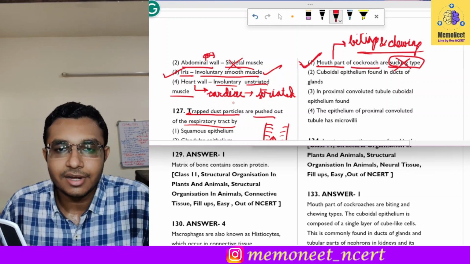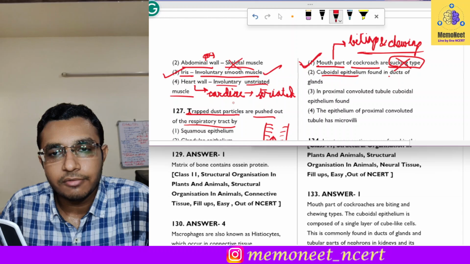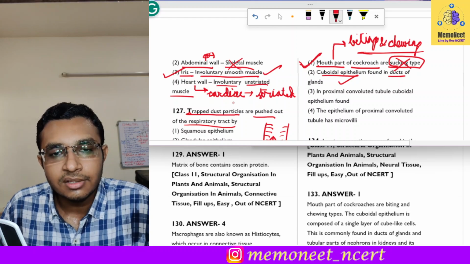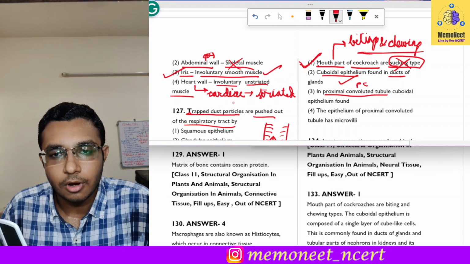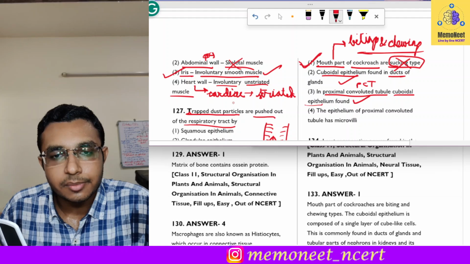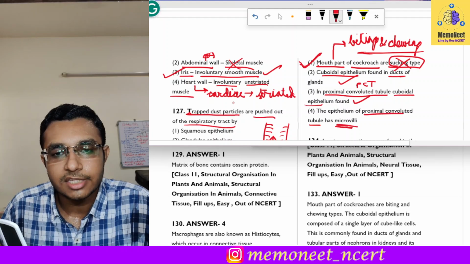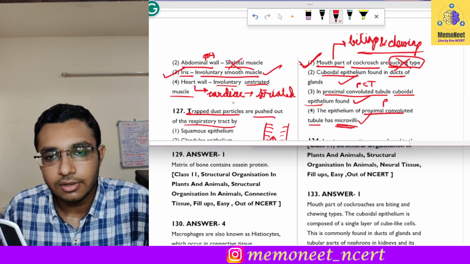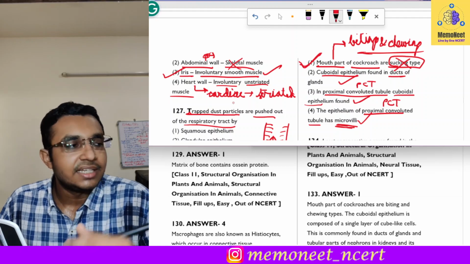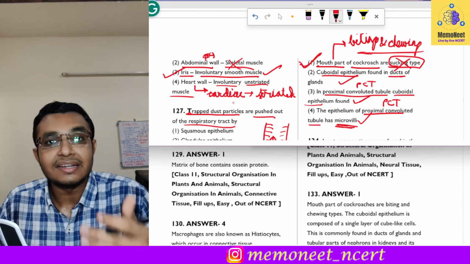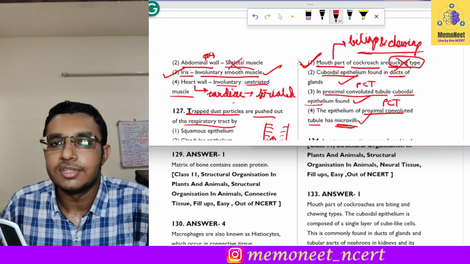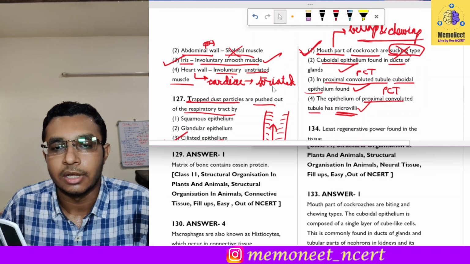Let us check the other 3 statements also. The second statement is cuboidal epithelium found in the ducts of glands. So yes, it is correct. Cuboidal epithelium is found in the ducts of glands. The third statement is the proximal convoluted tubule or PCT, in that the cuboidal epithelium is found. So yes, that is also correct. The fourth statement is the epithelium of the proximal convoluted tubule has microvilli. Now see, this statement is also correct, because the PCT contains the brush bordered cuboidal epithelium. And what is the meaning of brush border? That is, microvilli are present on the cells which increase the surface area of absorption. So all the 3 statements are correct except the first one, which is incorrect. So therefore the correct answer of this question is option 1.